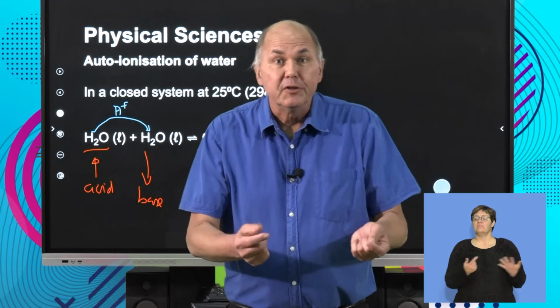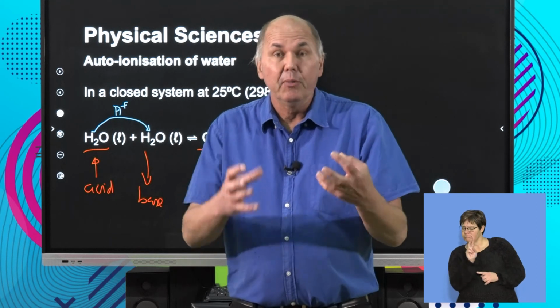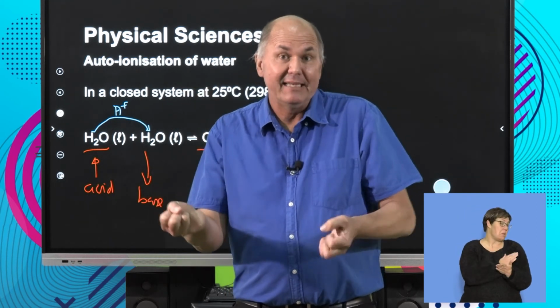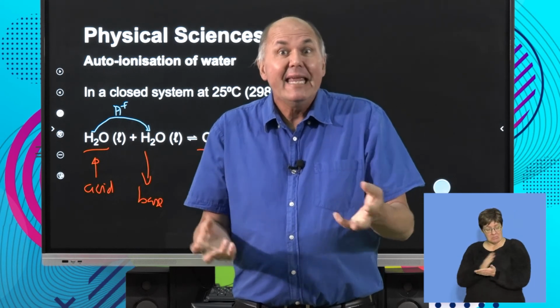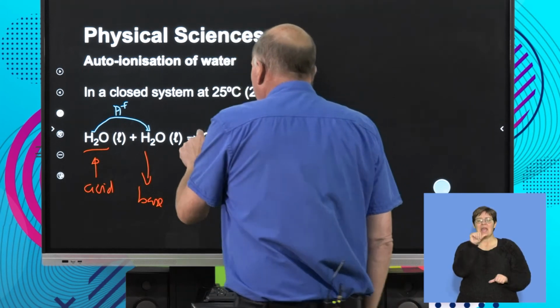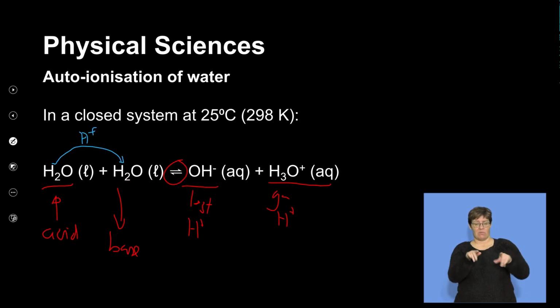Now, do you notice that in this reaction where we've identified water is acting sometimes as an acid and sometimes as a base, it is actually in chemical equilibrium? Look, we've got the double arrow there. So water molecules on this side, and we've got ions on this side.